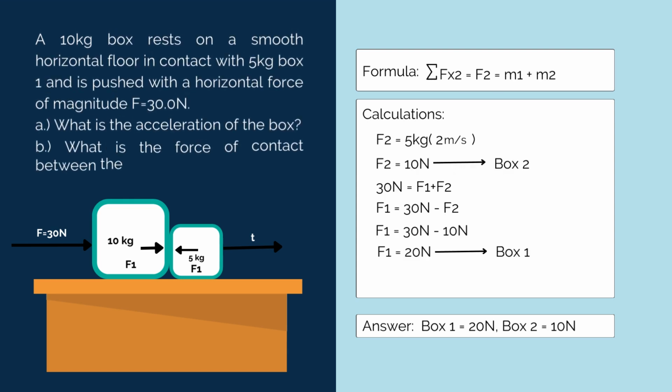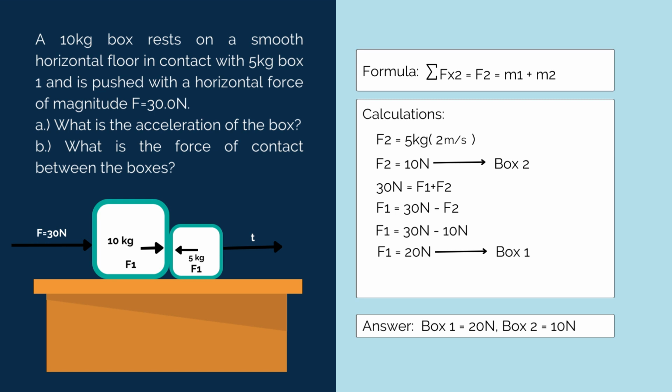Next is, what is the force of contact between the boxes? So F of x is equal to F2, which equals m2 times acceleration. So F2 is equal to mass 2 times acceleration, where mass 2 is equal to 5 kilograms, then the acceleration is 2 meter per second squared. Then if you multiply it, F2 is equal to 10 Newton, since it is kilogram times meter per second squared. Next is for the force 1.